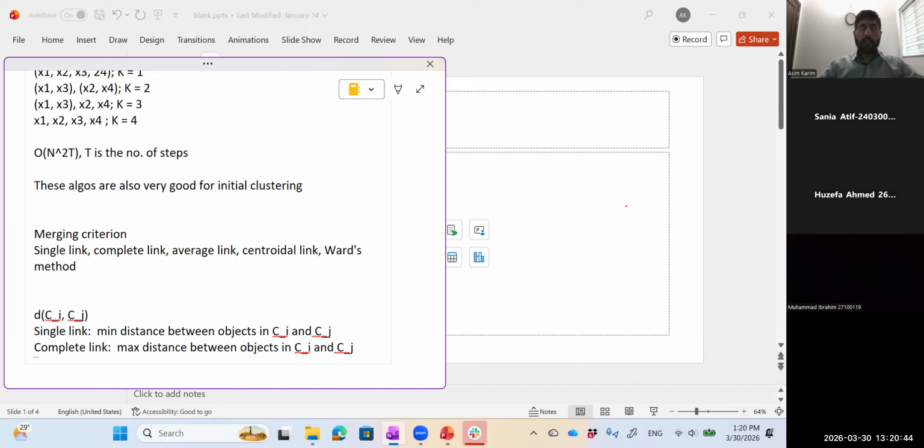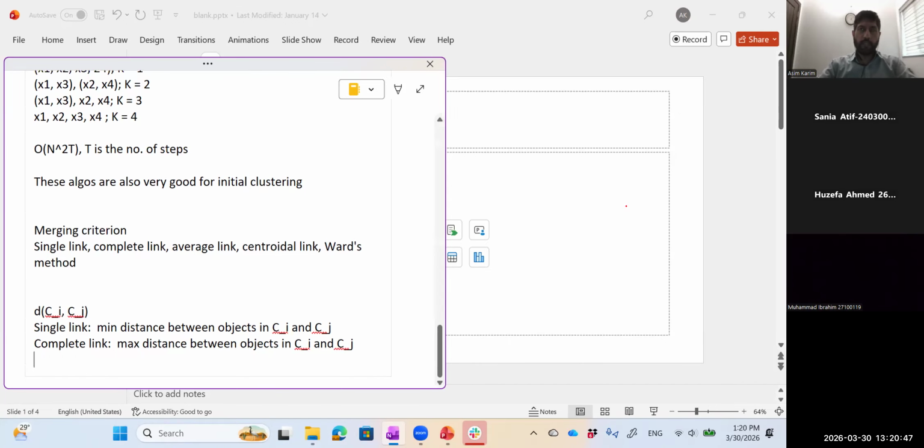Okay, so these are two techniques, and then average link, as the name suggests, is the average distance between objects in Ci and Cj. So this is less prone to outliers, but of course you need more computation. You need to process the total number of points in Ci and the total number of points in Cj, compute pairwise distances, and divide by the total number of distances. Okay, so average link.